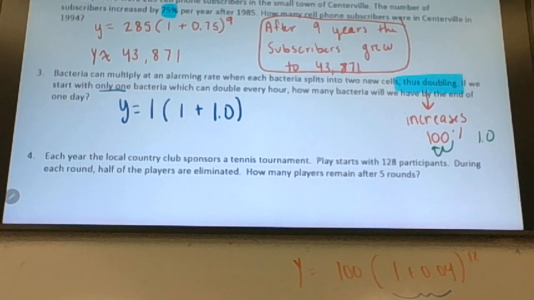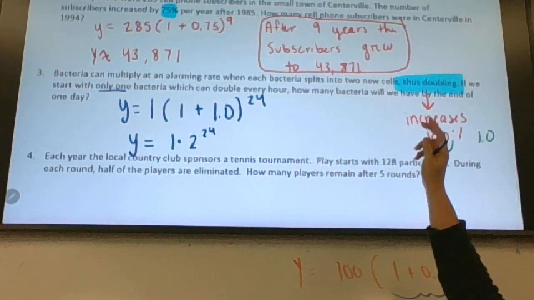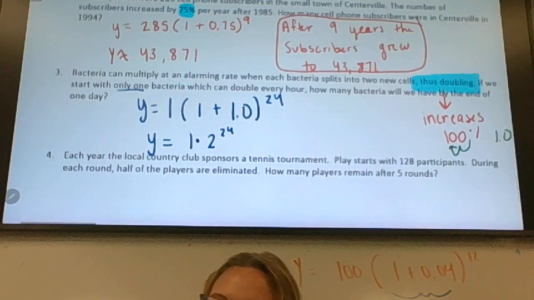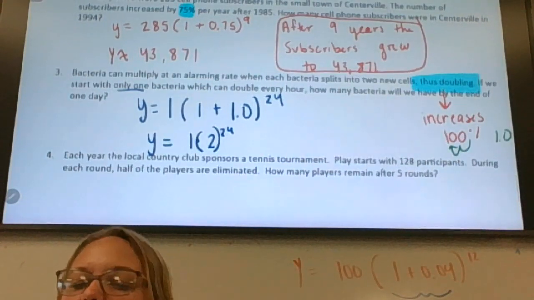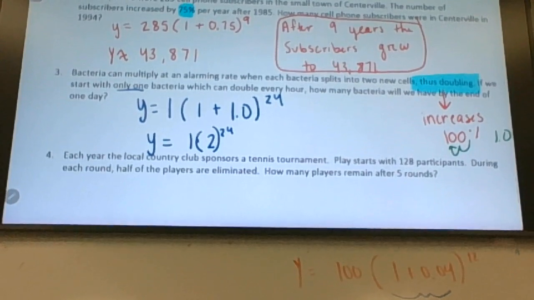How many hours are in a day? Our time period here is hours. There's 24 hours in a day. So when I put this together, when something is doubling, the base is 2. So when something doubles, you have a base 2. If something triples, you have a base 3. Quadruples, you have a base 4.